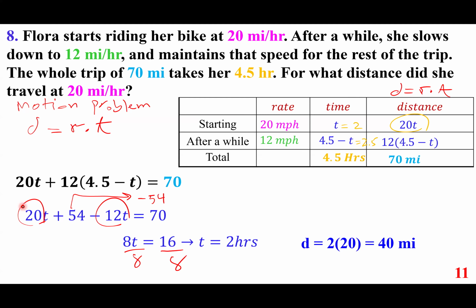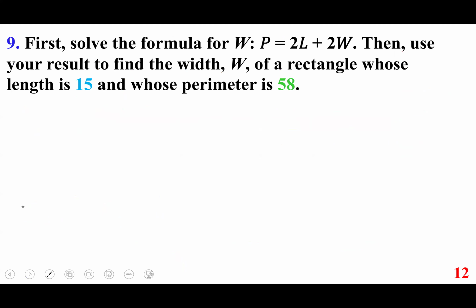All right. First, solve the formula for W. P equals 2L plus 2W. I hope you recognize this as the perimeter of a rectangular shape, which is 2L plus 2W, or 2 times the parentheses L plus W. Then use your result to find the width W of a rectangle whose length is 15 and whose perimeter is 58. So if I want to solve for W, I'm going to move the 2L, so P minus 2L.